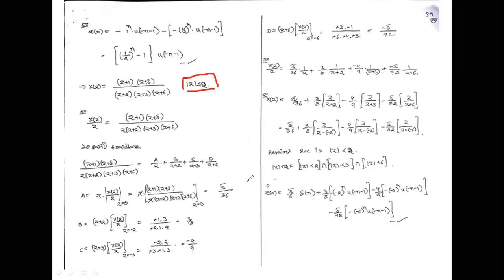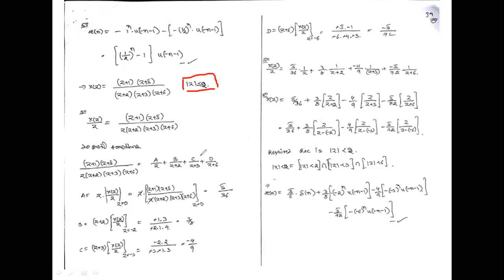Substitute in whatever remaining function we have, z is equal to 0, z is equal to minus 2, z is equal to minus 3 and z is equal to minus 6. After that, the a value we got is 5 by 36, b value is 3 by 8, c value is equal to minus 4 by 9 and d value is equal to minus 5 by 72. After cancelling the z plus 6, whatever function we have, z plus 1, z plus 5, z plus 2 and z plus 3, and substituting the value, you'll get minus 5 by 72.